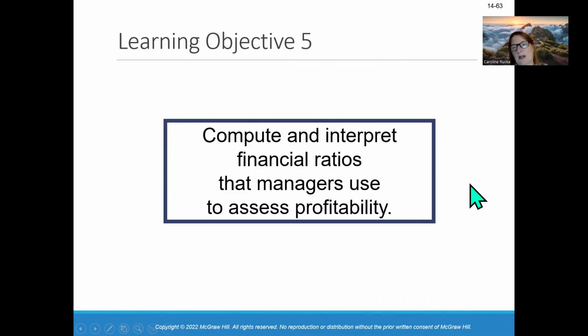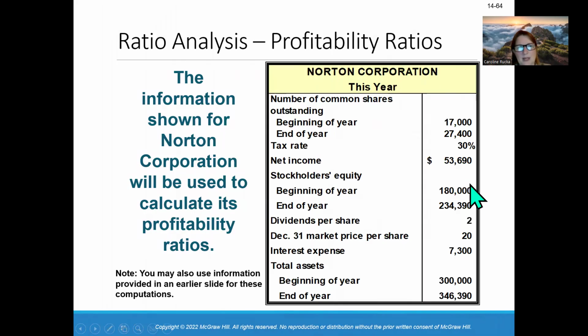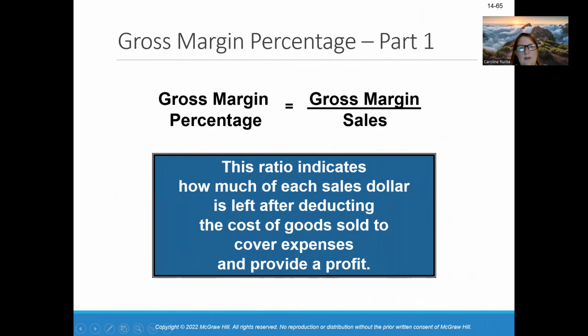Now we're going to look at the big one, profitability, right? This is what everybody's interested in. We are going to use this information in the following slides, so keep a hold of this. First of all, we have our gross margin percentage. This is gross margin divided by sales. This indicates how much of each sales dollar is left after you deduct the cost of goods sold to cover your expenses, and then also provide profit.